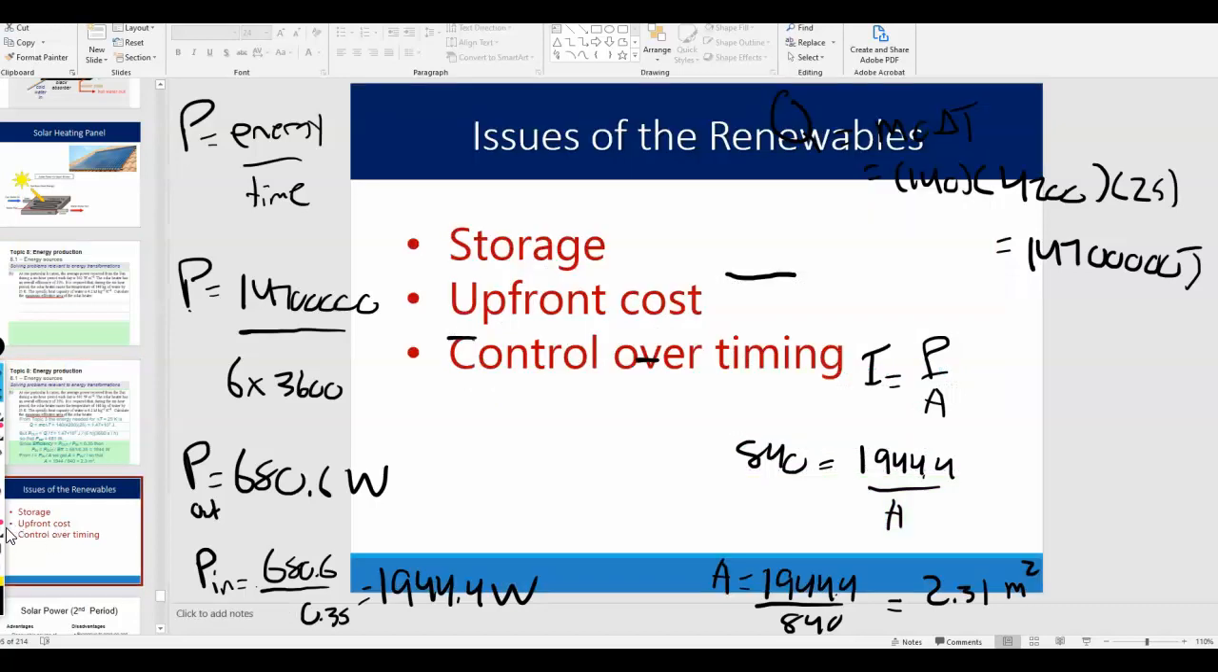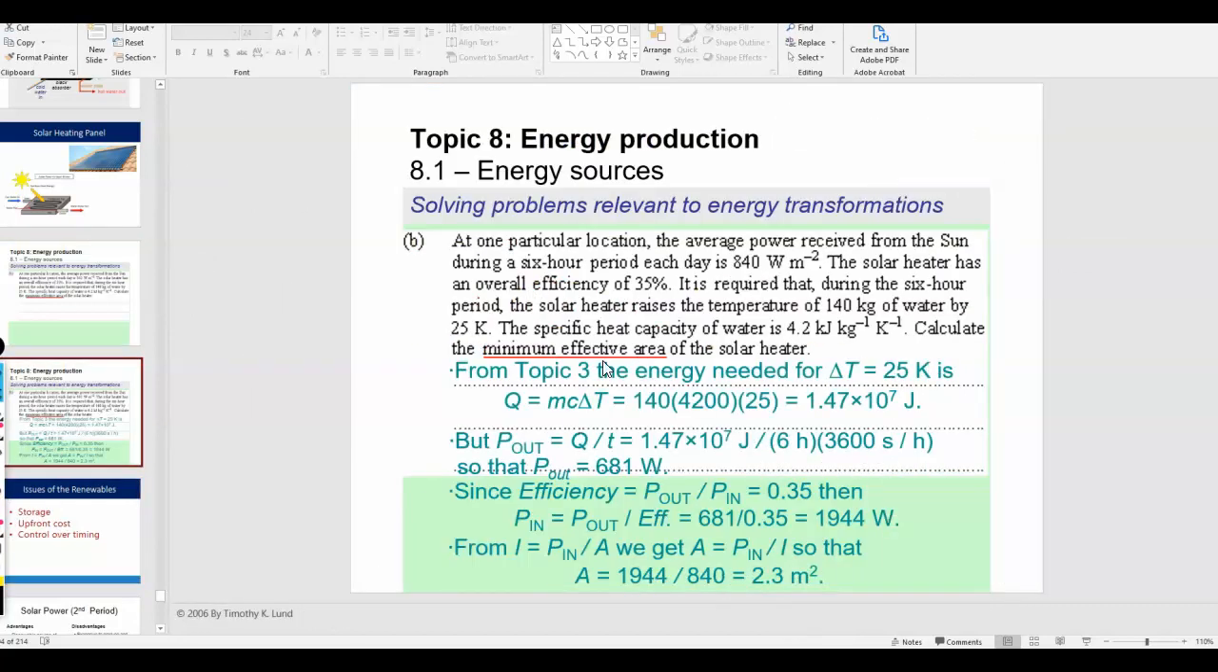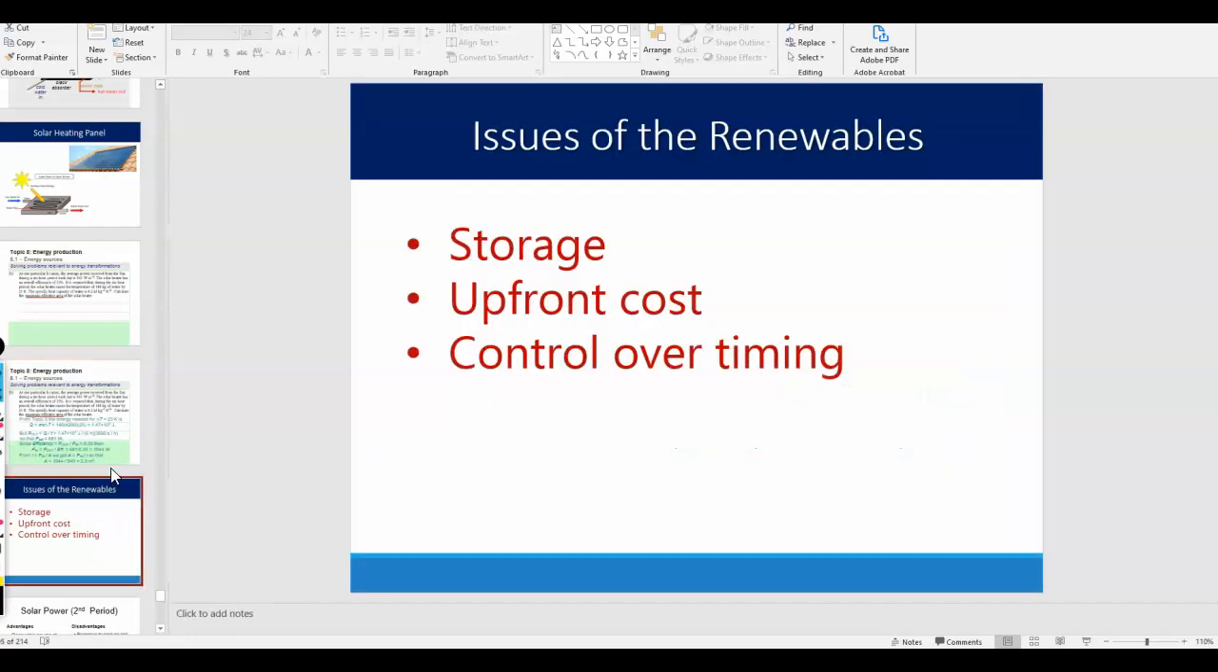This is just showing the other steps. We will do some more examples in class with calculations, but hopefully from everything we've talked about, you have a sense for how to do solar energy calculations.